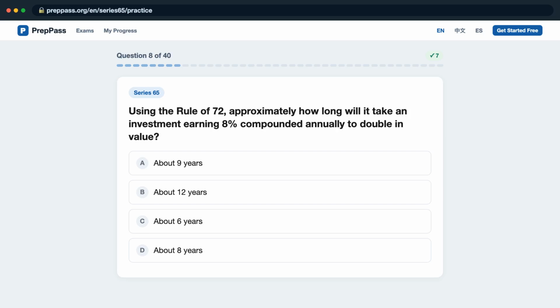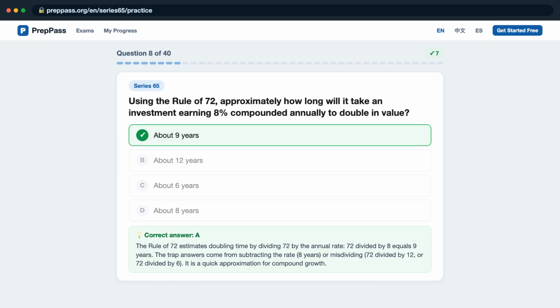Question 8. Using the rule of 72, approximately how long will it take an investment earning 8% compounded annually to double in value? Is it A, about 9 years? B, about 12 years? C, about 6 years? D, about 8 years? The correct answer is A.